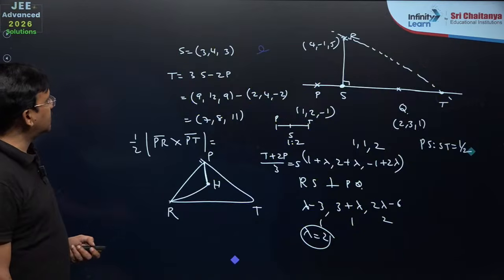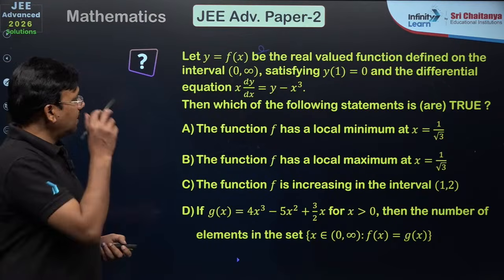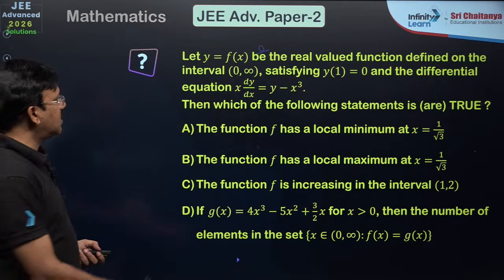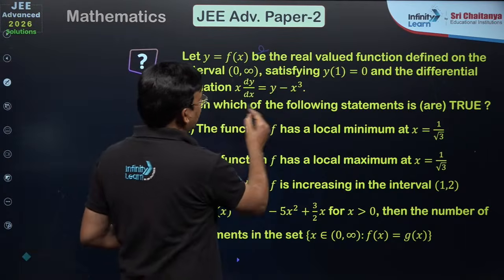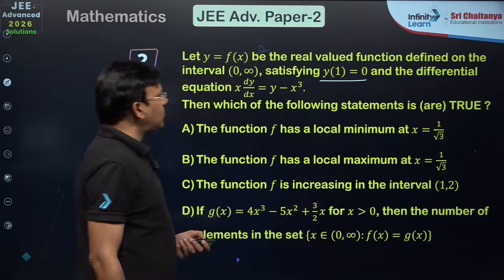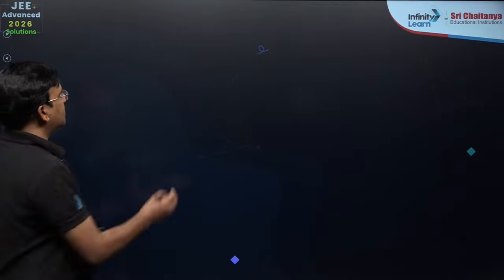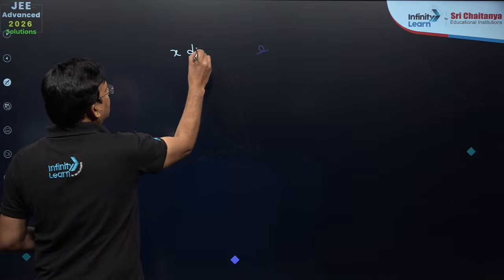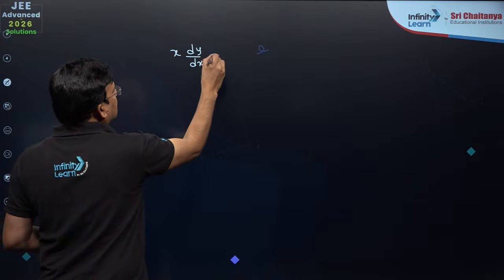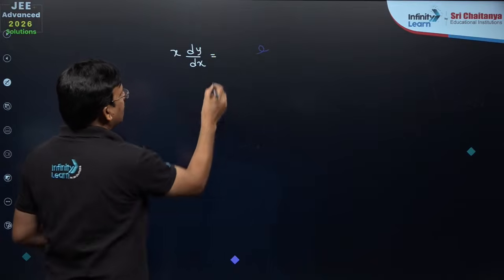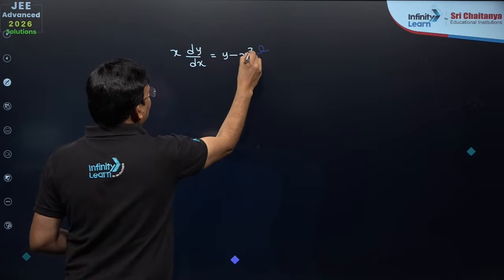Okay, the next question, a differential equation is given, f of x satisfying this and y of 1 equal to 0, followed by certain questions. X dy by dx is equal to y minus x cube. Okay, fine.